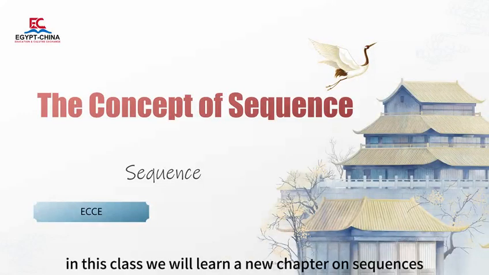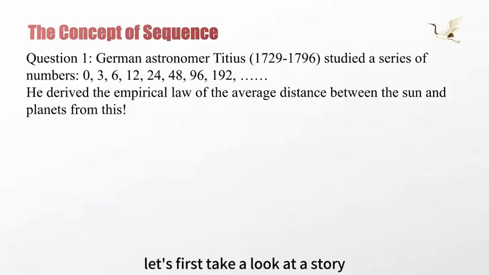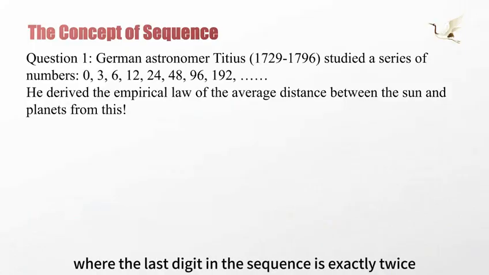Hello everyone, in this class we will learn a new chapter on sequences. Let's first take a look at a story about a sequence of numbers, where the last digit in the sequence is exactly twice the number before it.